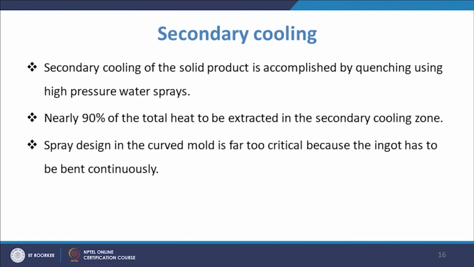After that you have the secondary cooling of the solid product, which is accomplished by quenching using high pressure water sprays. So, 90% of the total heat is to be extracted in the secondary cooling zone after the mold, and spray design in the curved mold is far too critical because the strand has to be bent continuously. So, there also it is bending, and that is another challenge.